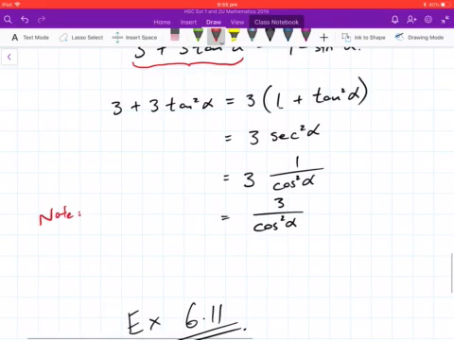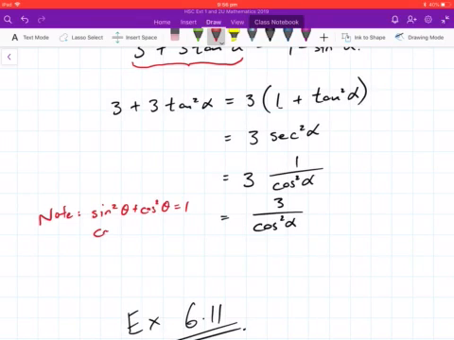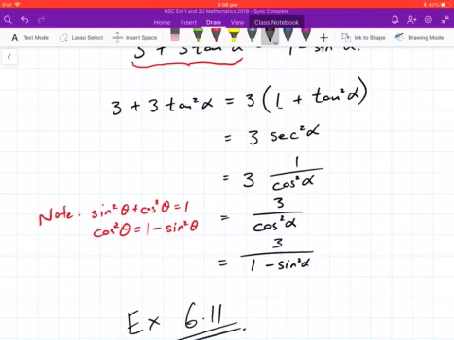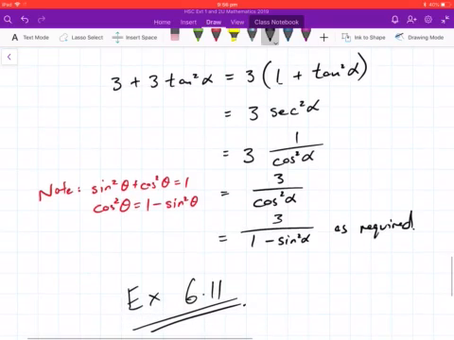Note, the original identity we did was sine squared theta plus cos squared theta is equal to 1, but I can rearrange this in all sorts of ways. So I could actually say that cos squared theta is equal to, if I subtract the sine squared, 1 minus sine squared theta, which is what we're going to do for this question, to show that 3 over cos squared alpha is 3 over 1 minus sine squared alpha as required. And so we've shown that.